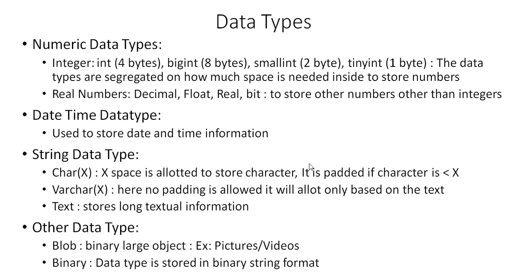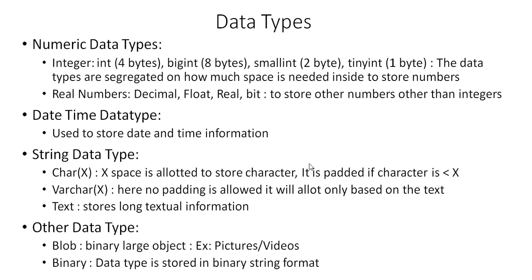Under text, you can store long text information such as paragraphs. You can store long text into this particular data type. Suppose you have a big story and you want to store paragraphs into a particular column, then you can make that column a text data type and store the value. Apart from these, the other data types are blob, which is nothing but binary large object, which is used to store pictures and videos.